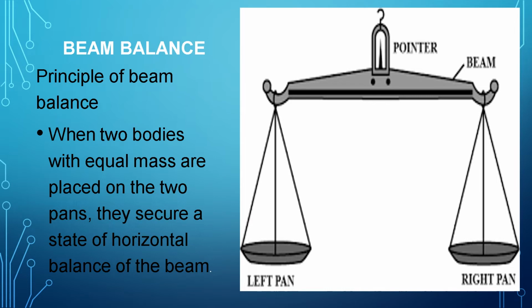What is the principle of beam balance? When two bodies with equal mass are placed on the two pans, they secure a state of horizontal balance of the beam. When two equal mass objects are kept on the two pans of the beam balance, the beam will become horizontal and the pointer is vertically straight. That is the principle of beam balance.